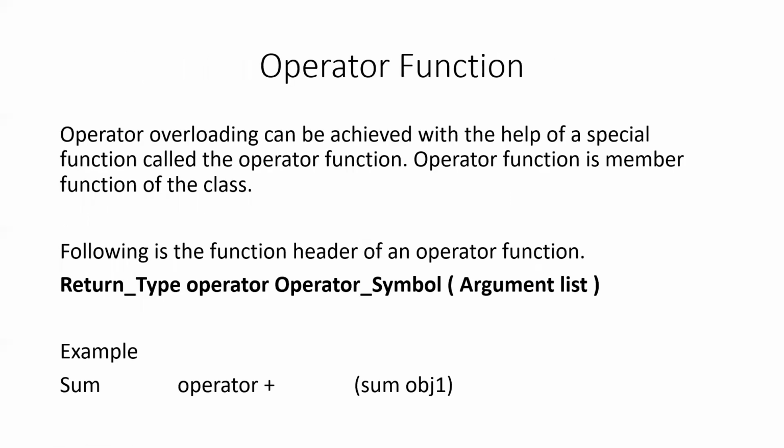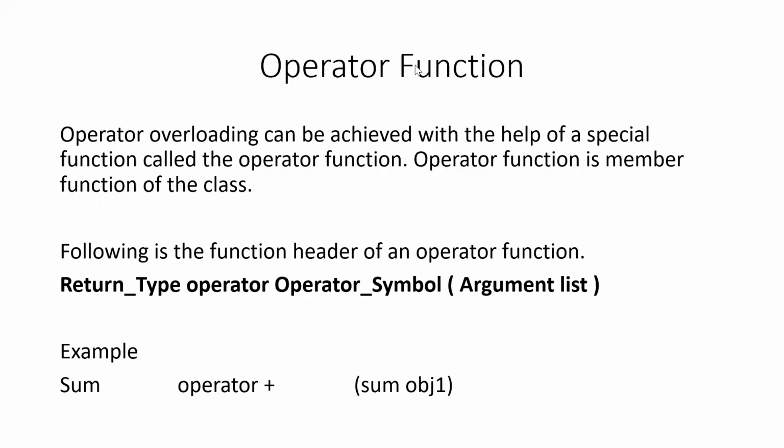How do you achieve the concept of operator overloading? Operator overloading can be achieved with the help of a special function called the operator function. This operator function is not just any function, it is a member function of a class. So operator overloading can be achieved with the help of a member function called the operator function. Following is the function header of an operator function.